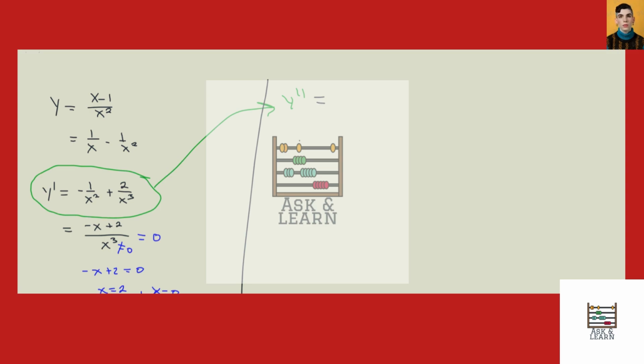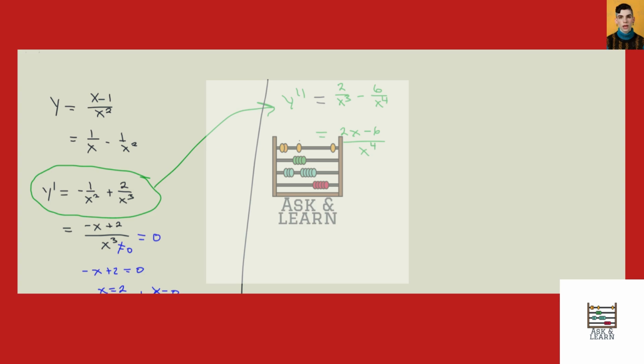So the first one would give us 2 over x cubed, then minus 6 over x to the fourth. And then we can go ahead and combine this into one fraction. And that would give us 2x minus 6 over x to the fourth.